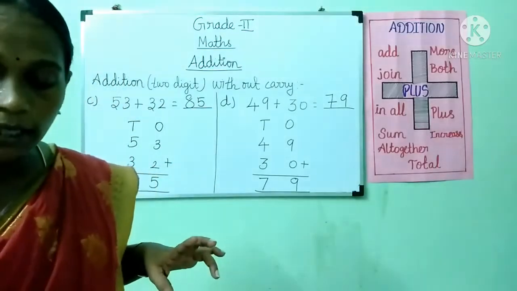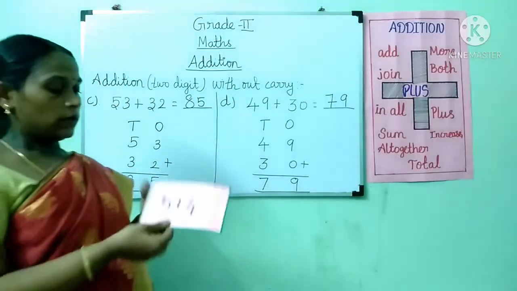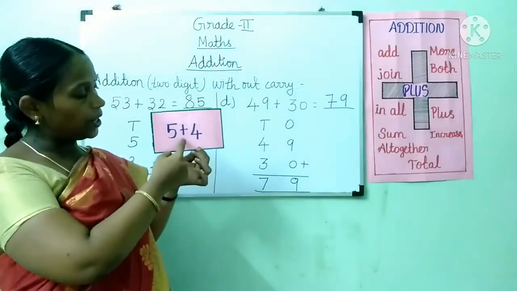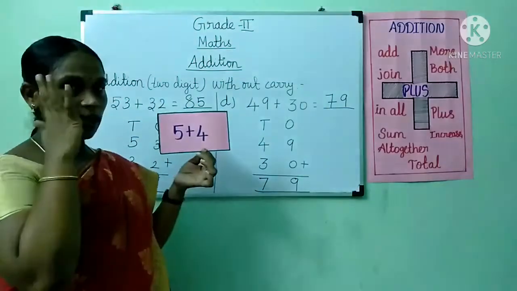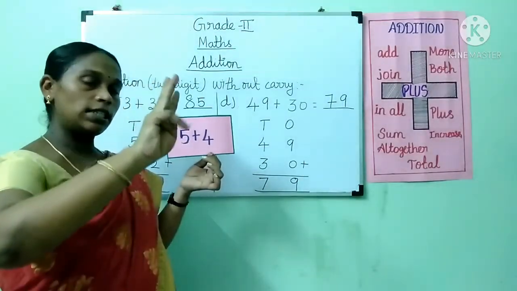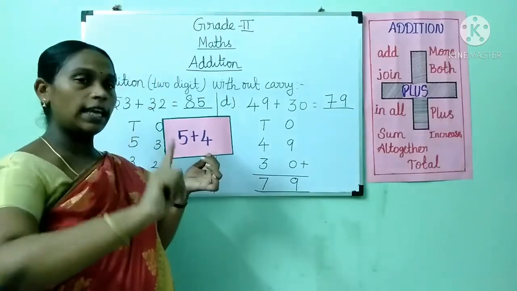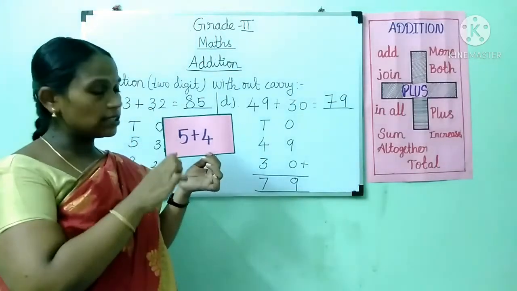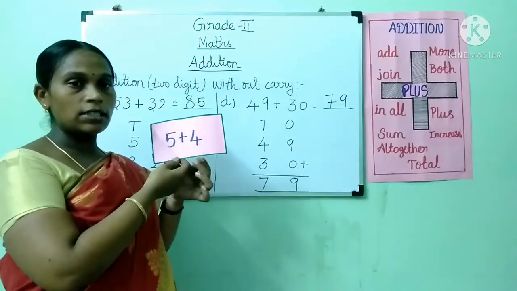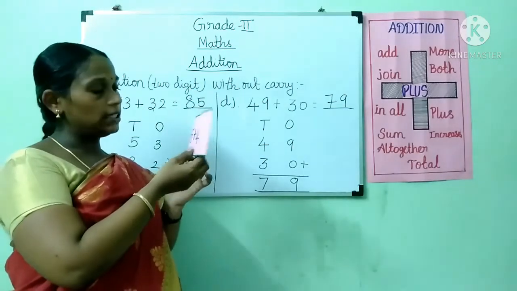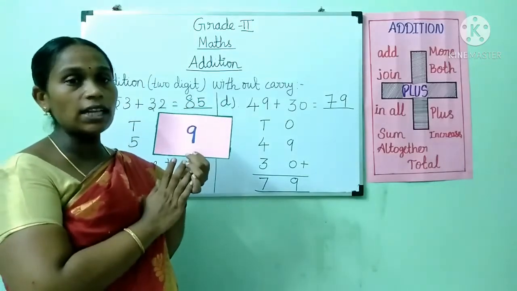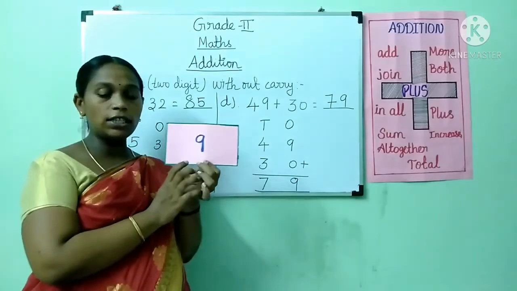The next one. 5 plus 4. What is this? 5 in the mind, 4 in the finger. 5 after 6, 7, 8, 9. So answer is 9. Are you clear? Is that correct? Shall we check the answer? Yes, the 9 is the answer. 5 plus 4 is equal 9. Are you clear, children? Okay.